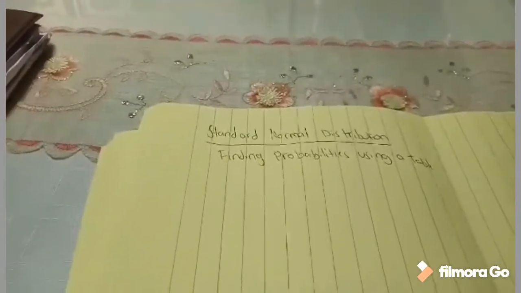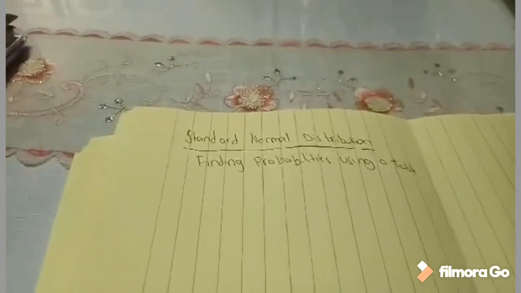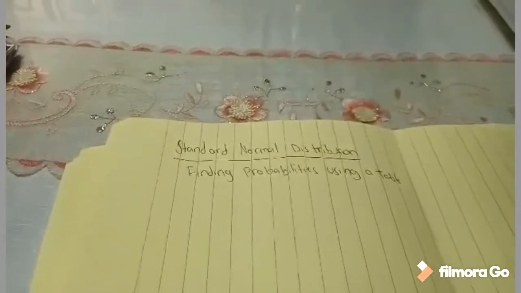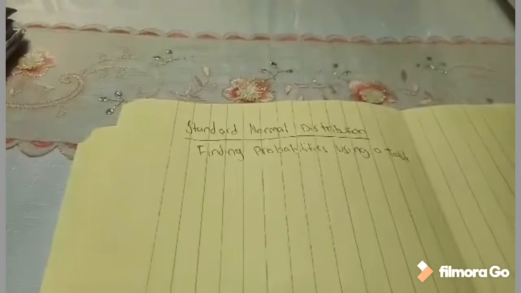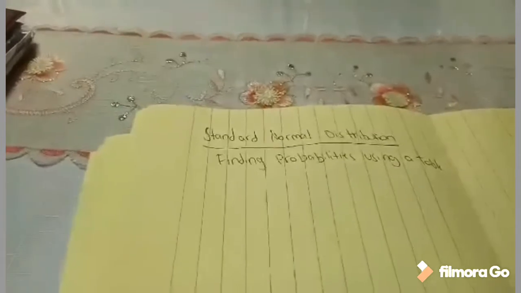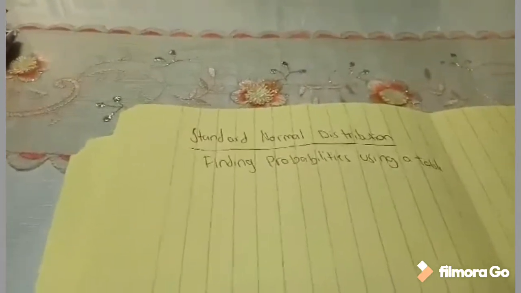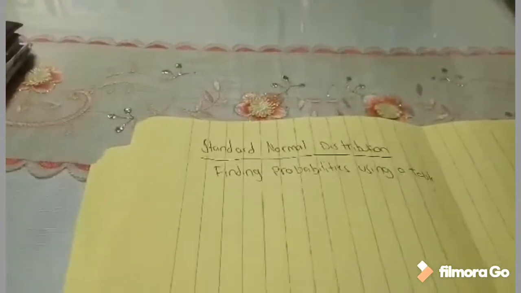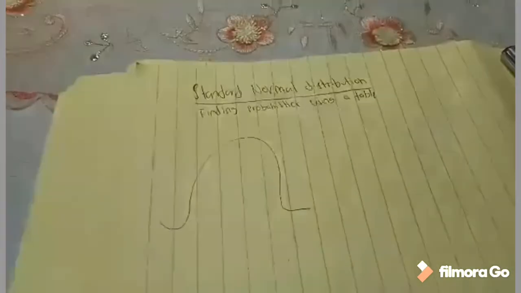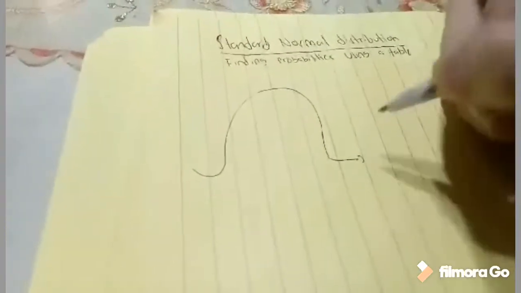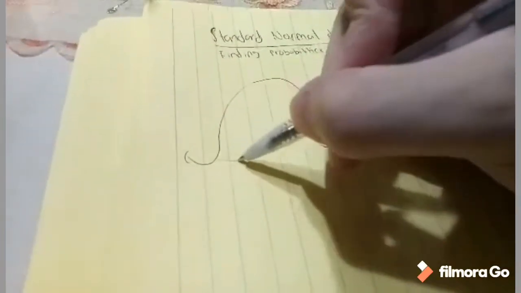In this video, we're going to go over the lesson on the standard normal distribution, as well as some equations that you will need to be familiar with. After that, we're going to work on some problems so that you can see how to put these formulas to good use. The normal distribution has the shape of a bell curve. It looks something like that.